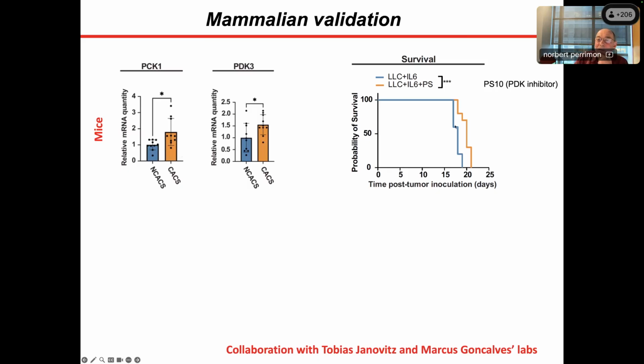In this experiment, a set of cancer cells that express IL-6 were injected into mice, and there were two different experimental setups. One was simply cancer cells expressing IL-6, and in the other there was an inhibitor of PDK called PS10. The mice which had the transplanted cells where PDK was inhibited actually survived longer, suggesting that this gluconeogenesis pathway is also important in those mouse models.